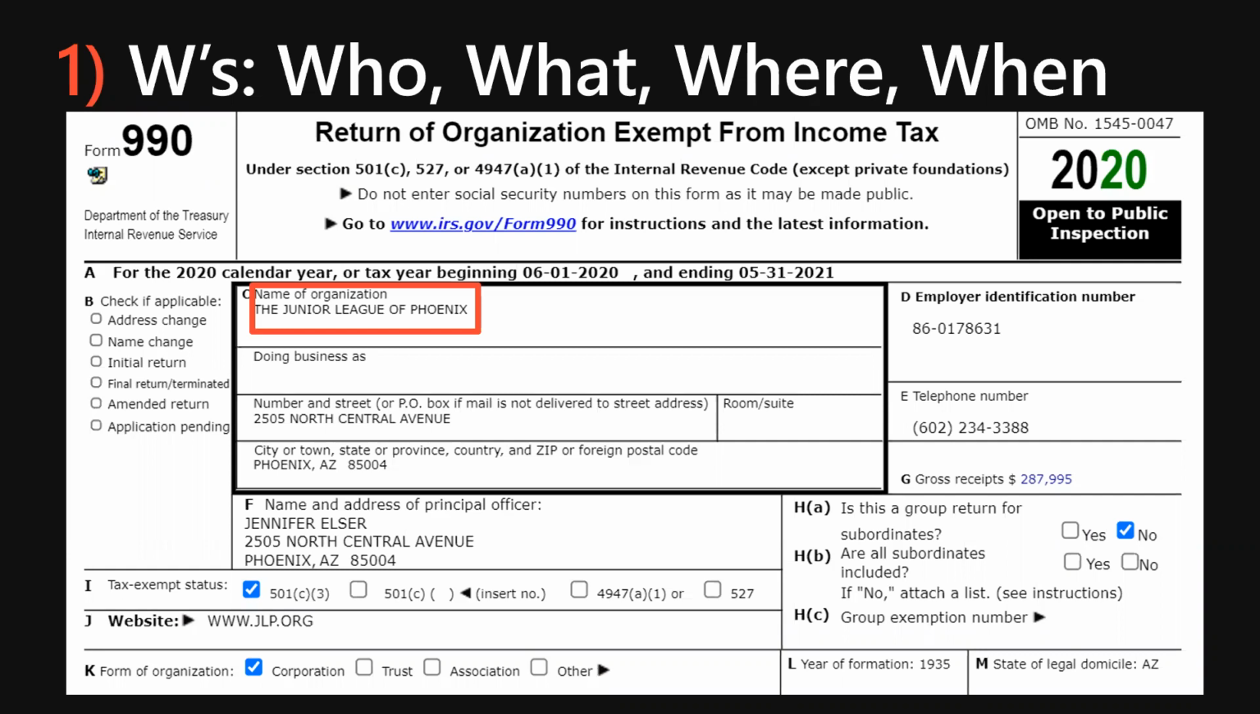So we're going to look at the top of that first box. And tonight, the example is Junior League of Phoenix, Inc. So I'm going to be presenting from that perspective.